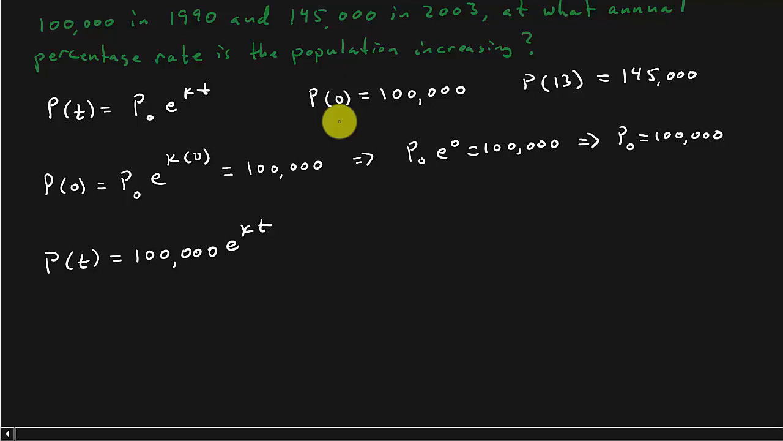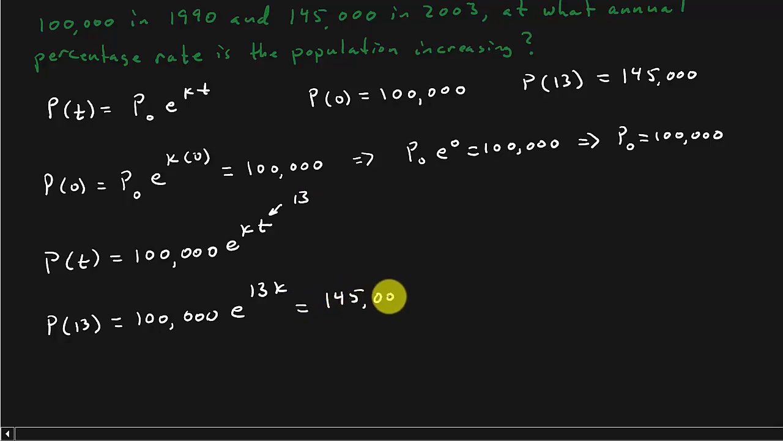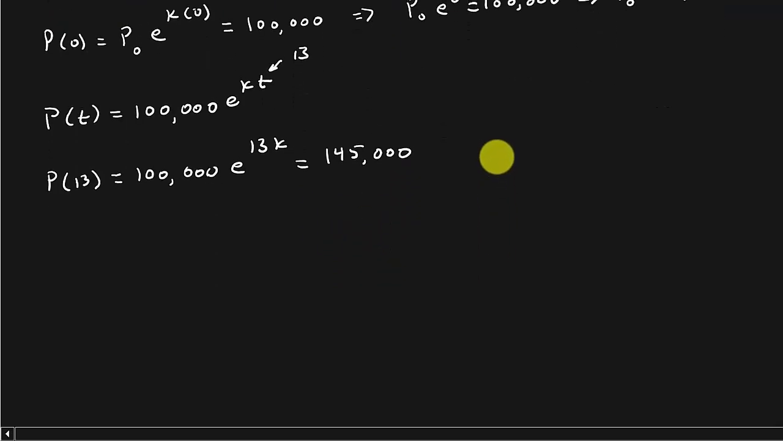All right, now this right here, this P of 13, it's telling me that if I plug 13 in for t, so that would be 13 in for t, 13 times k is 13k, right? I just replaced the t with the 13, and I just wrote the 13 first. That should equal 145,000.